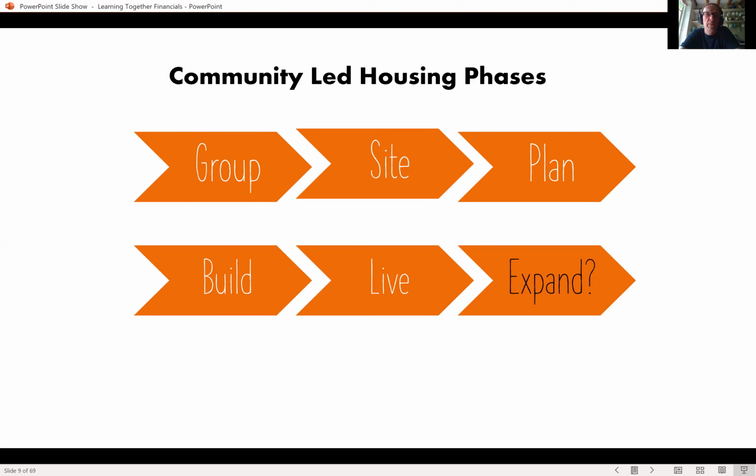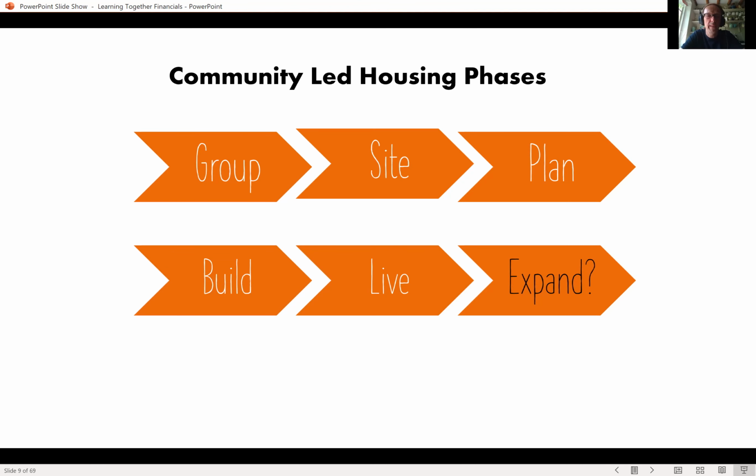So as I said, there's different phases of community-led housing, and these tend to be the ones that are kind of readily identified, and we all work around these phases in the community-led housing sector. And that's the group, site, plan, build, live phases. And I've added an extra one, which is expand, because you may want to think about that in terms of financial modelling right at the beginning of the project. How much further, what do you want to do next? What do you want to develop next?